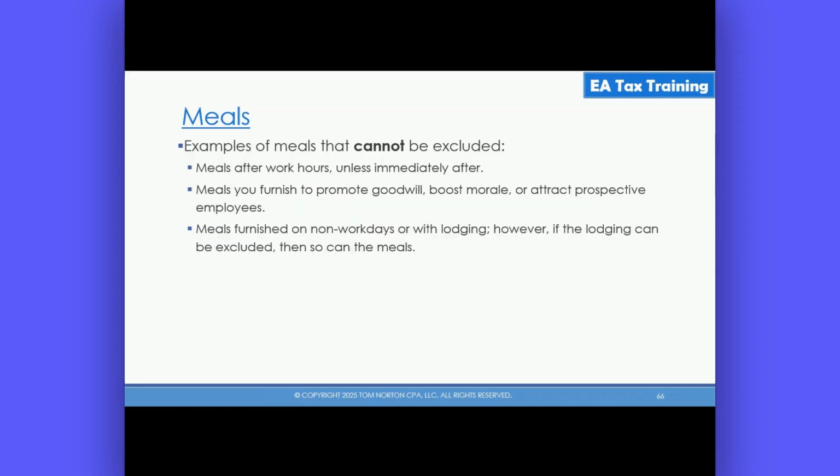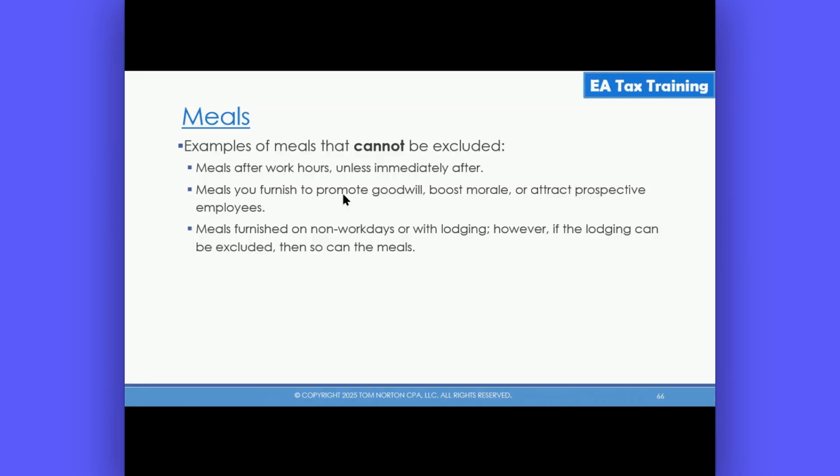Some examples of meals that cannot be excluded. So meals after work hours unless immediately after. So you've got that restaurant employee and they worked earlier in the day and then they come back in for dinner. If you provide them a meal, you would have to include it in their income. You cannot exclude it. Meals you furnish to promote goodwill, boost morale, or attract prospective employees. So in other words, there's no actual business purpose to providing the meal other than just promoting goodwill or boosting morale. Those you would have to include.